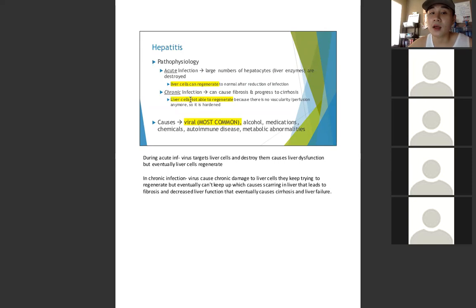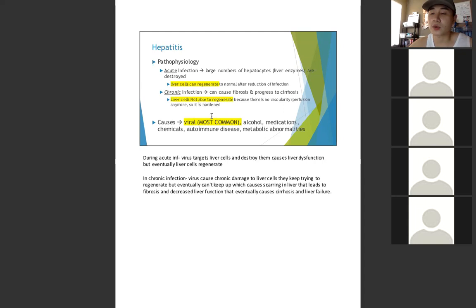However, if it is a chronic infection and there's no timely treatment, it can cause fibrosis and progress to cirrhosis, which is the worst stage of liver damage. Fibrosis basically means scarring of the liver. The liver cells are not able to regenerate because there's no vascular perfusion anymore, so it is hardened.